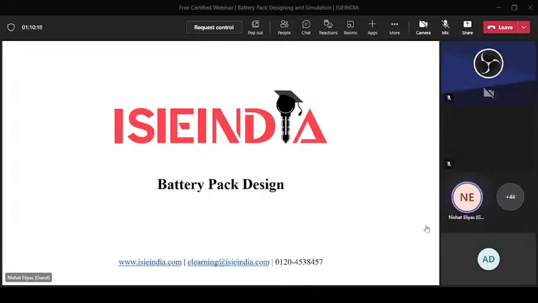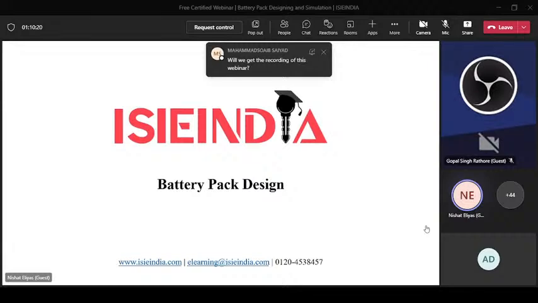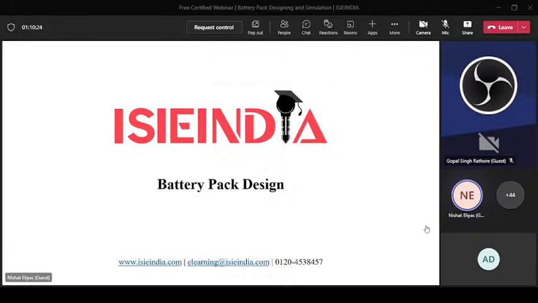Going ahead with the presentation, I will be explaining what a battery pack is, how to design a battery pack, what are the various criteria we have to take into consideration for designing a battery pack, and after designing a battery pack, what are the various parameters on which we have to evaluate the performance as well.